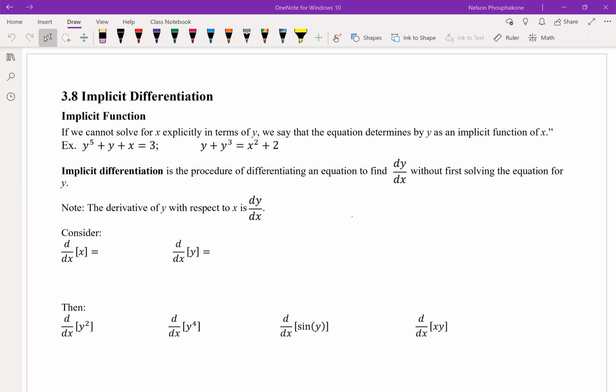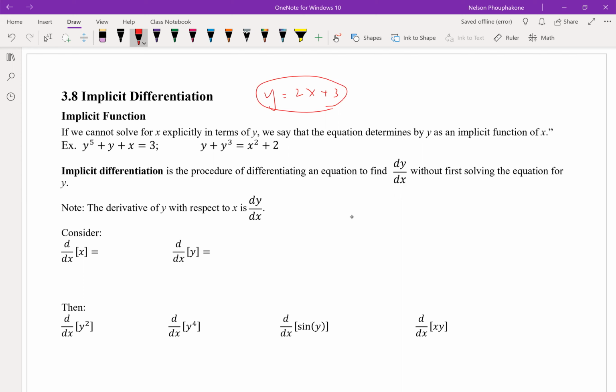Okay, so in this section, we are talking about implicit differentiation. So what is an implicit function? Usually we have a function like 2x plus 3. This is what we call an explicit function. That means it's a function that depends on x only.